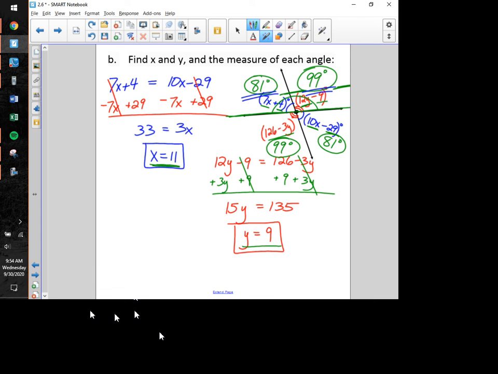All right, guys, that's as much as we were going to do from section 2.6. Really just knowing that vertical angles theorem and how to use it is all we had to cover from here.